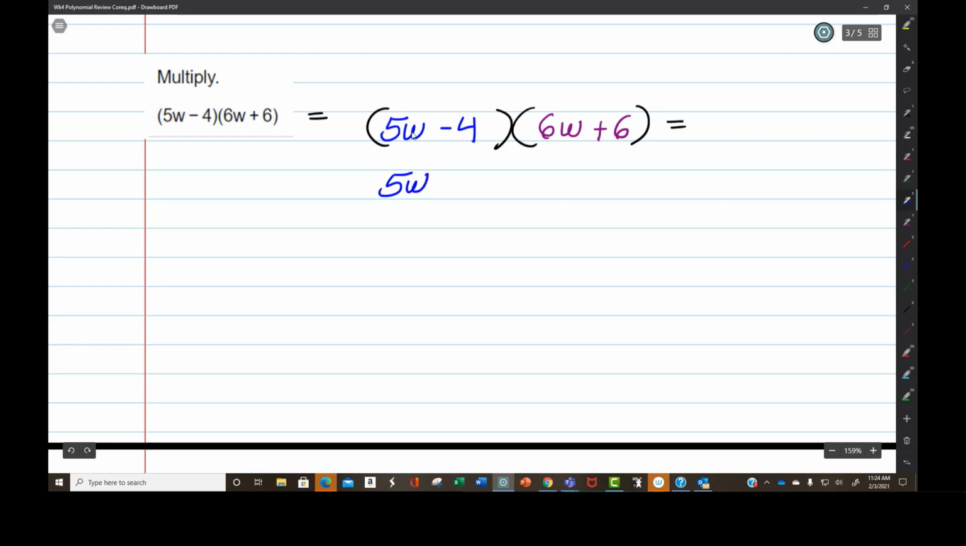Take the first term in the first set of parentheses and multiply by the second set of parentheses. Then take the second term from the first set of parentheses and multiply by the second set of parentheses. Cool beans.